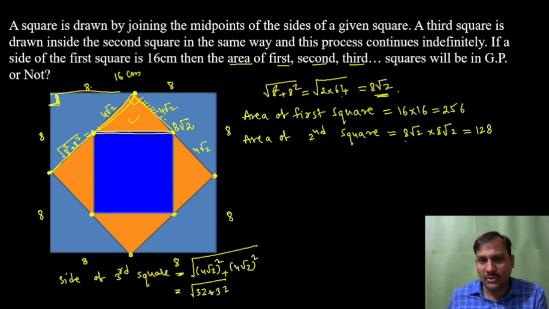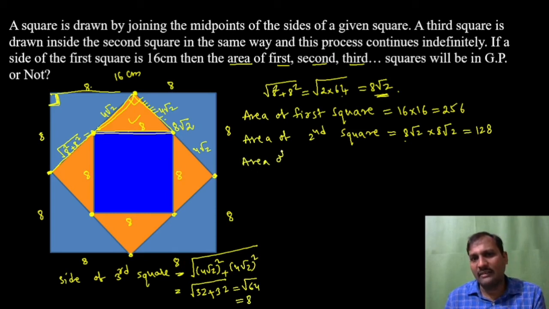That is equal to root 64, which is equal to 8. So the side of this third square is 8. Now what is the area of the third square? Which is equal to 8 into 8. That is equal to 64.